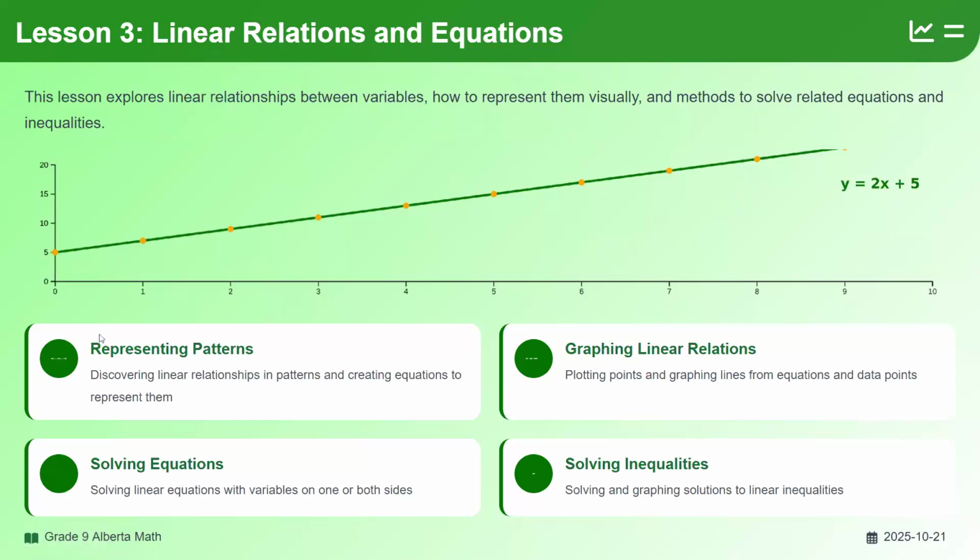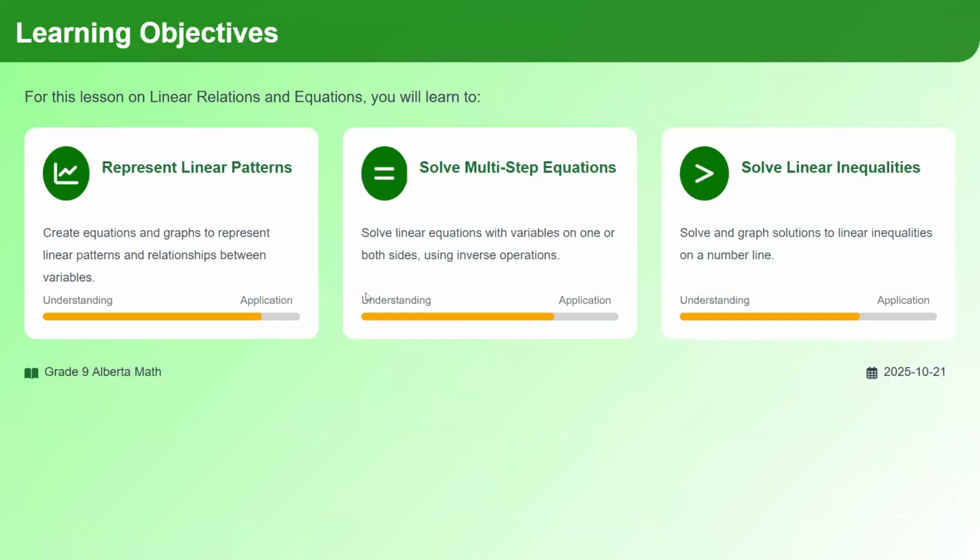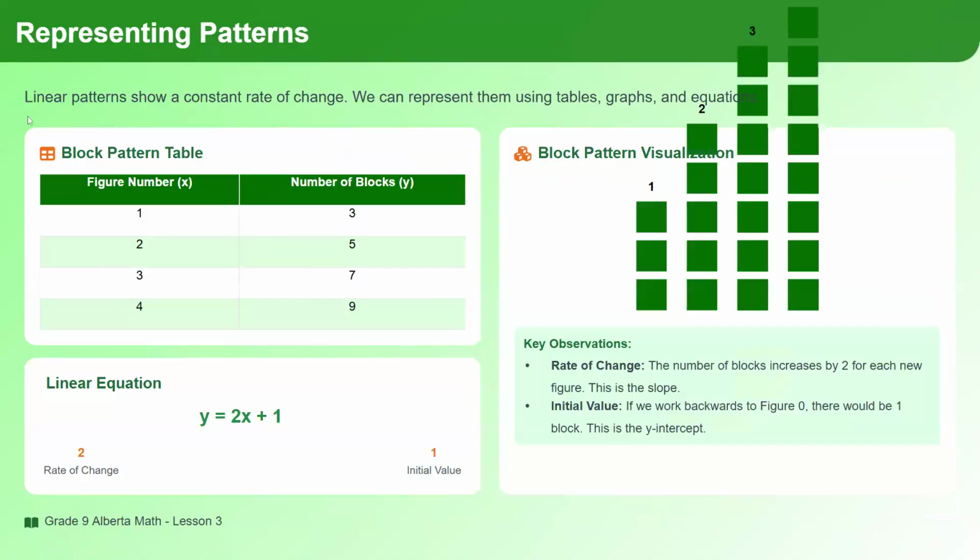So first outcome will be representing patterns. In this lesson, you'll be able to discover linear relationships in patterns and then create your own equations to represent them. Secondly, we will also be graphing linear relations, which will be plotting points and then graphing the lines from the equations and data points. And then for the third and fourth outcomes, it'll just be solving equations and then solving inequalities. So, learning objectives. For this lesson, you will learn how to represent linear patterns, solve multi-step equations, and then solve linear inequalities.